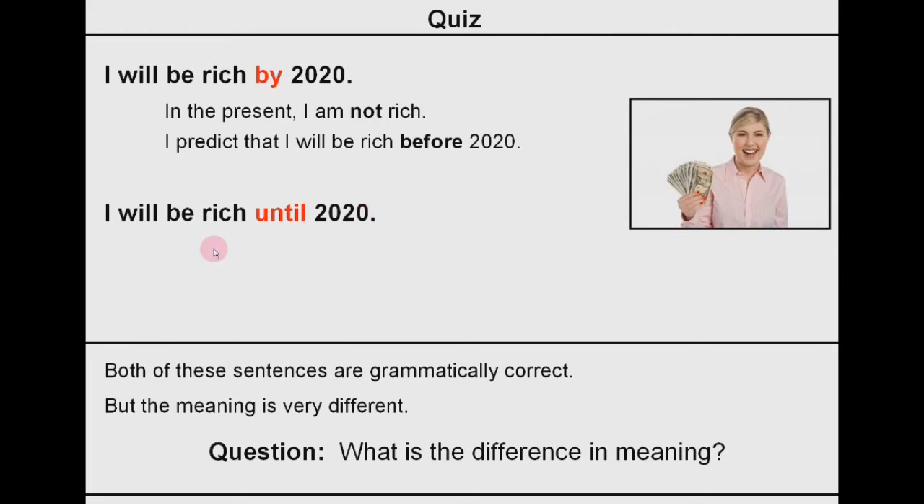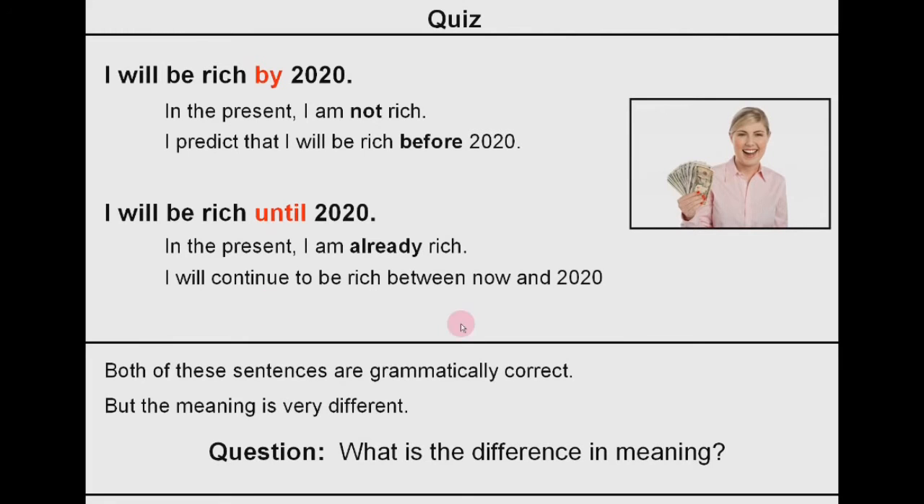But this sentence is different. In the present, I am already rich. Now I am rich. And I will continue to be rich between now and 2020. However, after 2020, I will no longer be rich. I will be poor, perhaps. So you can see the two sentences, the meaning is very different. So this is a very good example of the difference between by and until. It's a very good example to show the difference. Okay?